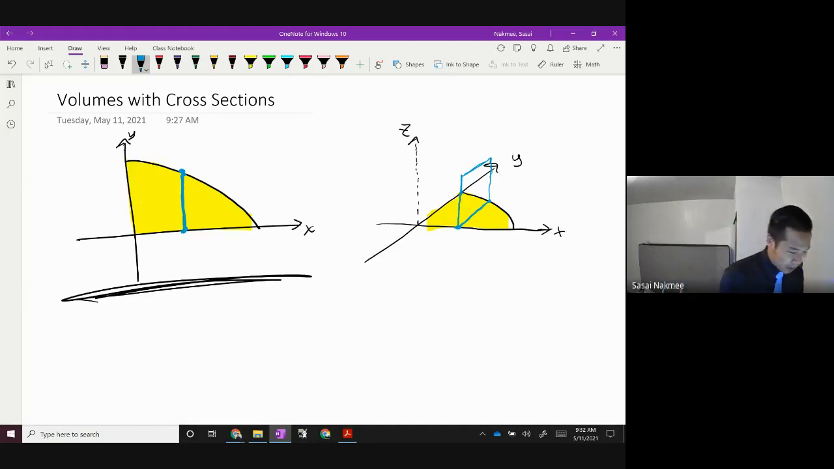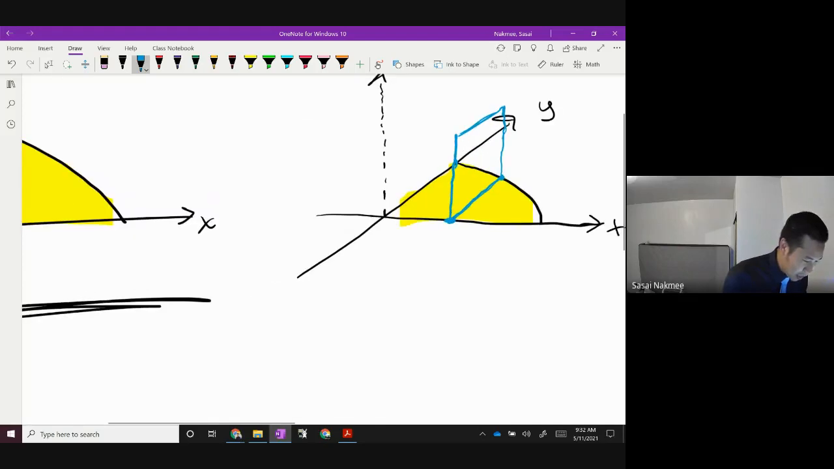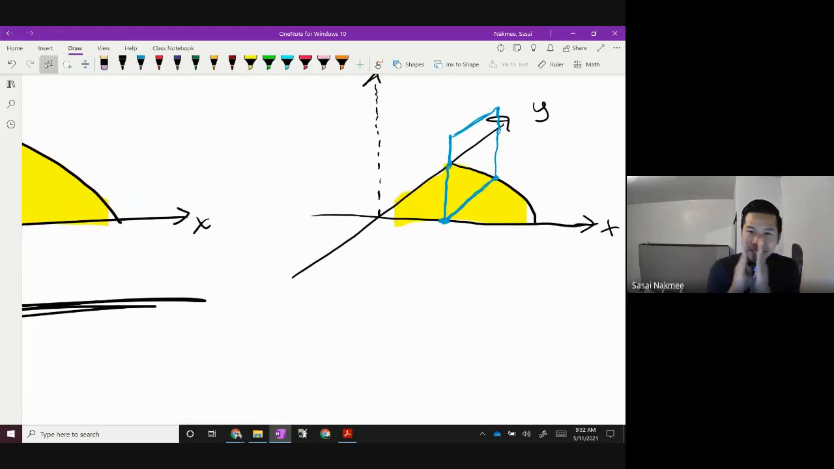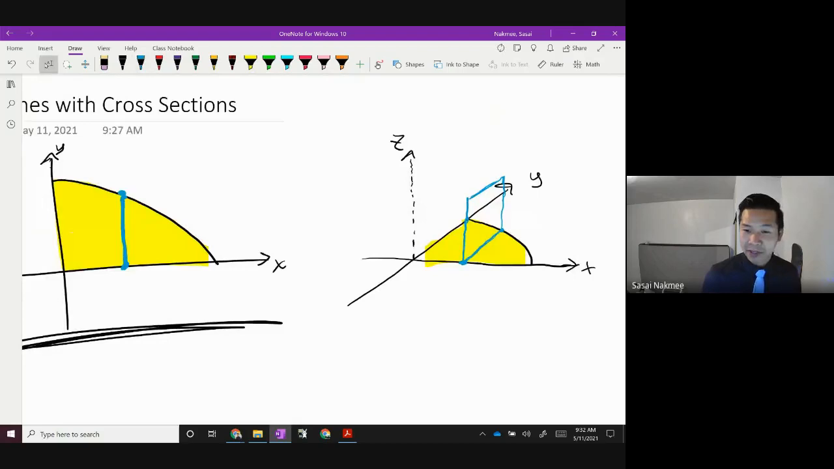So check this out. If you look at that slice right there, it's a very, very thin slice, a very, very thin cut. Super thin, but you can calculate the area of this blue square that's popping out of this drawing.